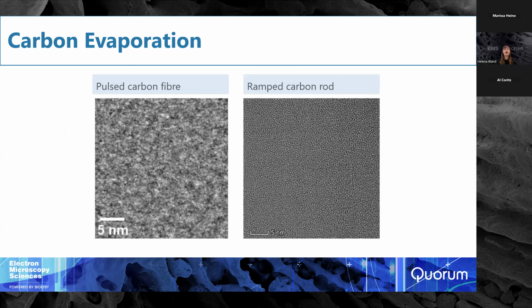You can also see there's quite a clear difference between what coatings look like with carbon fiber versus carbon rod. So our carbon fiber produces a much more amorphous layer, whereas our carbon rod has a much finer grain coating. And this is why if you're ever doing ultra high magnification imaging, you really need to be using carbon rod coating and not carbon fiber coating for your samples.